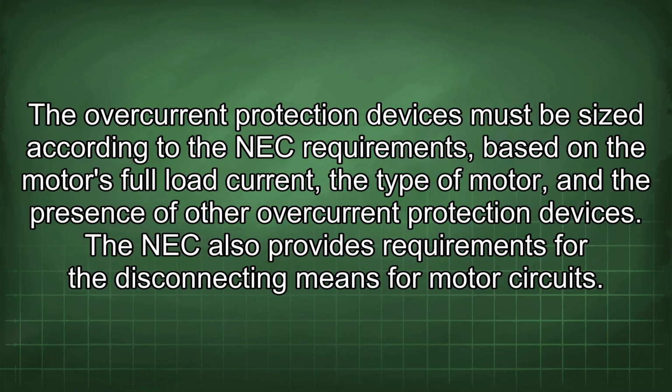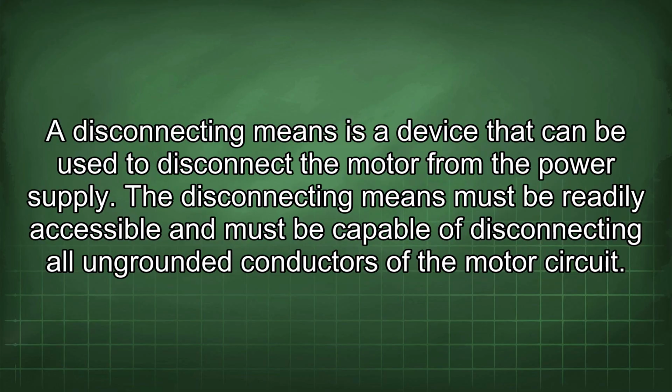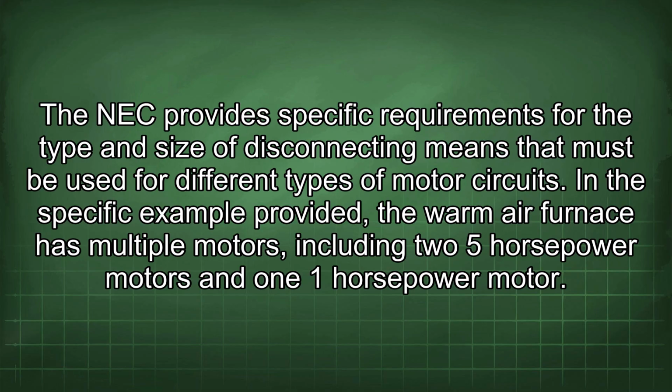The NEC also provides requirements for the disconnecting means for motor circuits. A disconnecting means is a device that can be used to disconnect the motor from the power supply. The disconnecting means must be readily accessible and must be capable of disconnecting all ungrounded conductors of the motor circuit. The NEC provides specific requirements for the type and size of disconnecting means that must be used for different types of motor circuits.